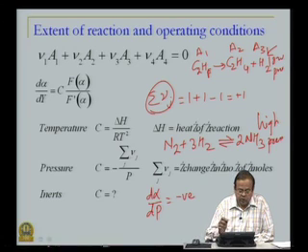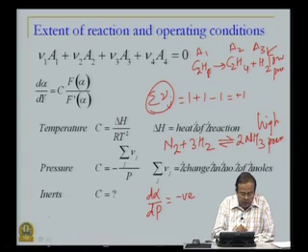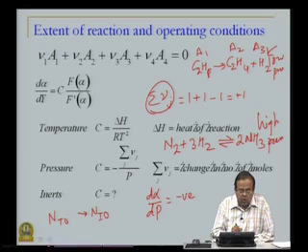Same thing for temperature, we will look at temperature once again, but let me just leave it for you to figure it out. What happens if there are inerts in the system? Now, how do inerts affect the equilibrium? Recall that f of alpha has N T0, and N T0 has inerts in it. So, if we change inerts, N T0 will change, therefore, alpha will change.